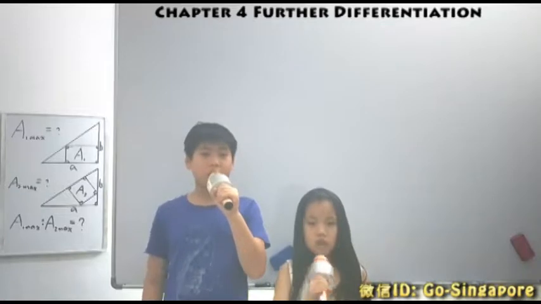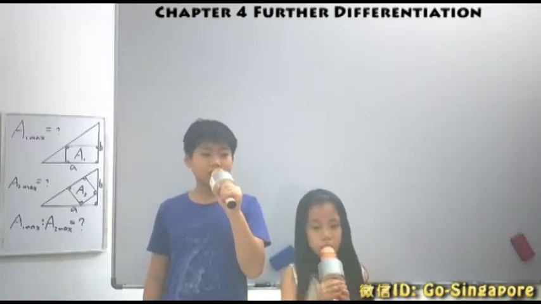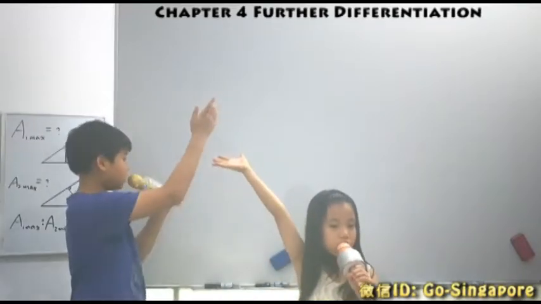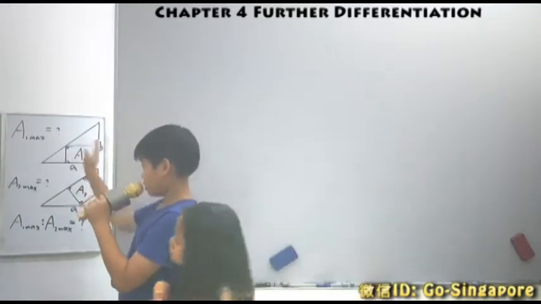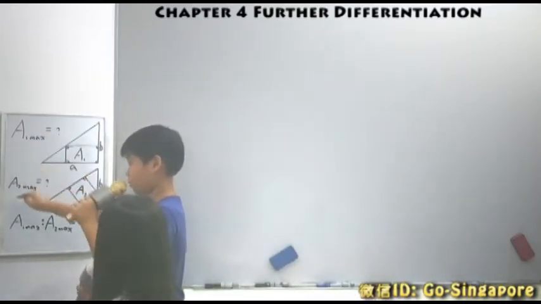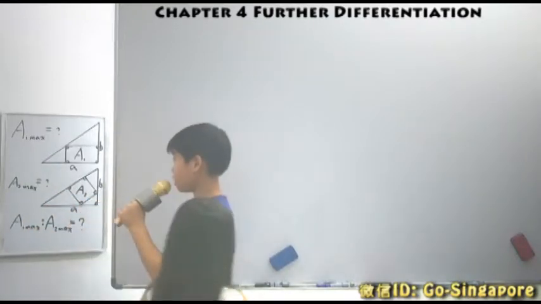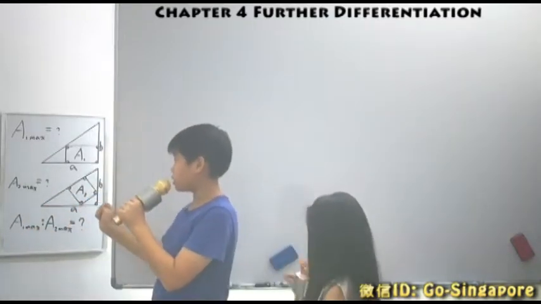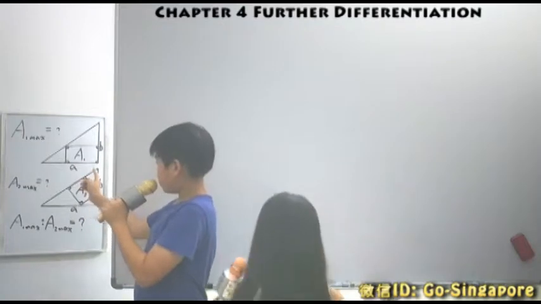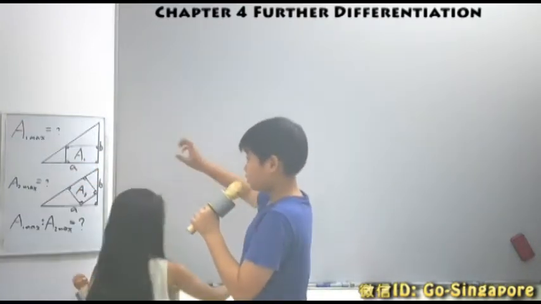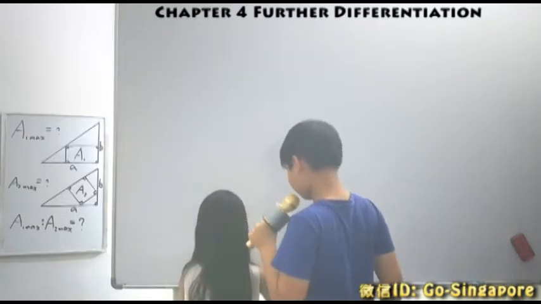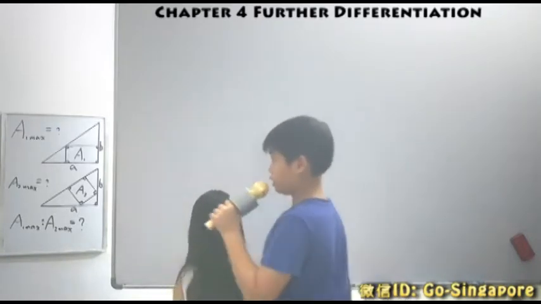This lesson is Calculus, Chapter 4, further differentiation. This lesson will look at this question. We have 3 parts here, and we have the 2 triangles. Each of these triangles has an inscribed rectangle. Okay, so let's look at this.